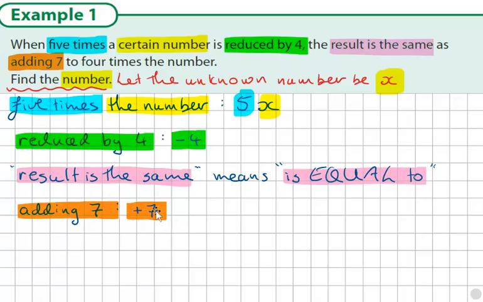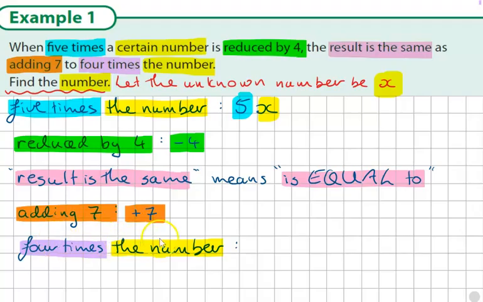And then the last part of our sentence says 4 times the number. Remember, we decided that the number was going to be x. So 4 times the number is going to be 4x, because 4 and x are stuck together, and two things stuck together in maths means multiply. So this means 4 multiplied by x, or 4 times x.